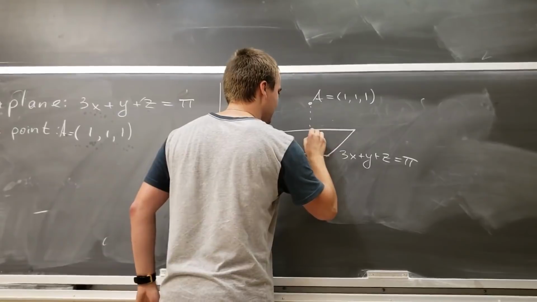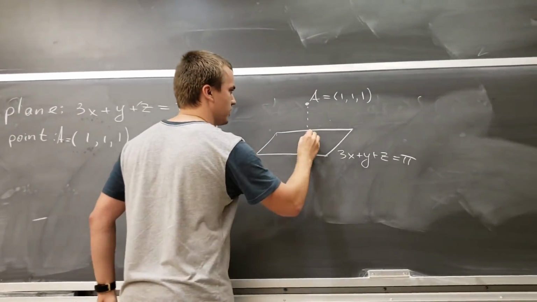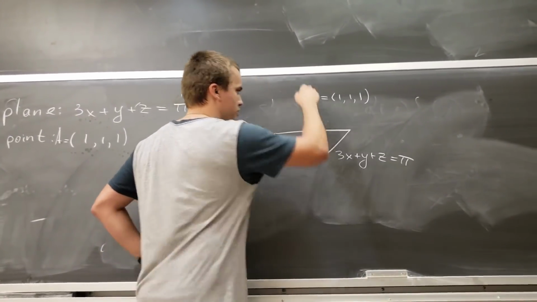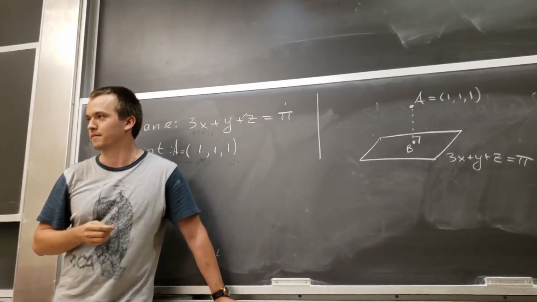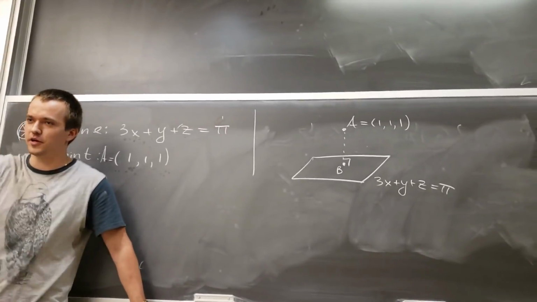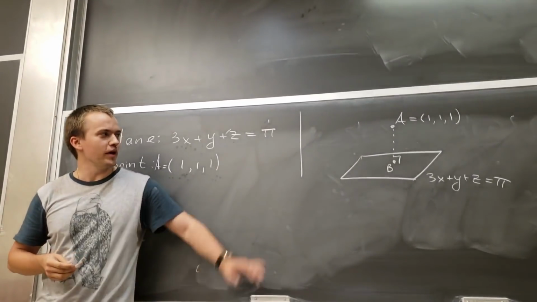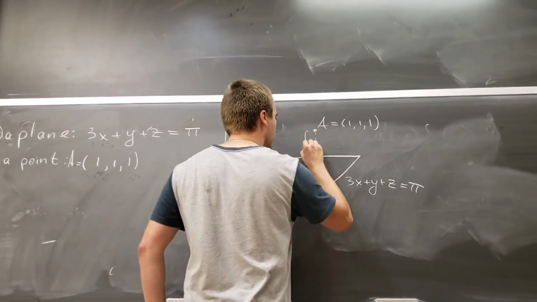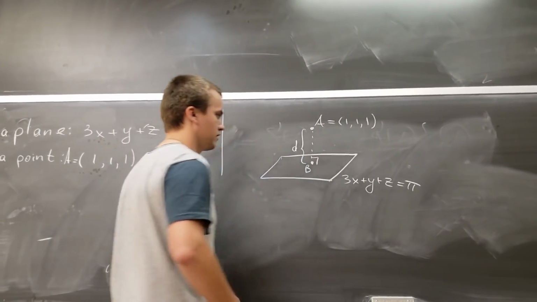So it's going to be the distance of the line segment from A to B, which is perpendicular to our plane. So you just go straight down. Yeah, just go straight down. Okay, so we have this picture, and we want to find this distance.